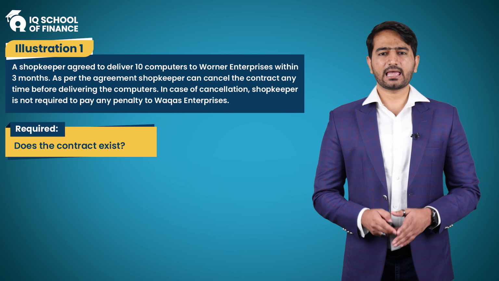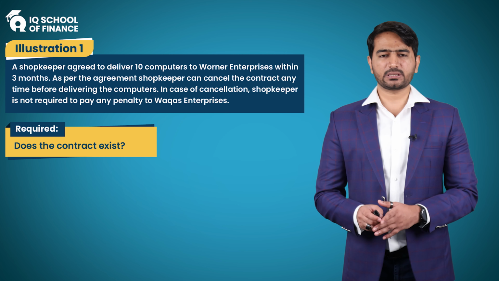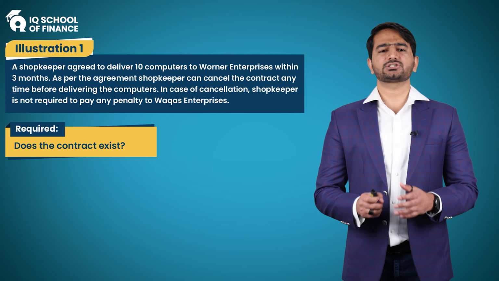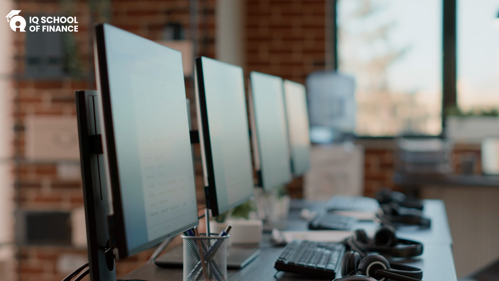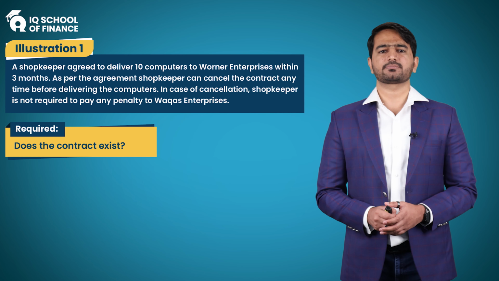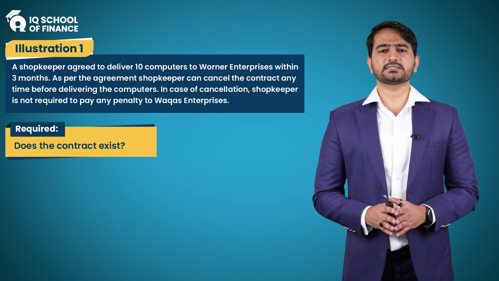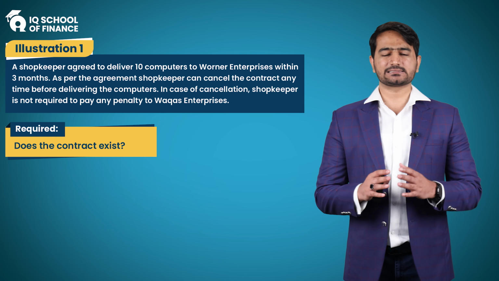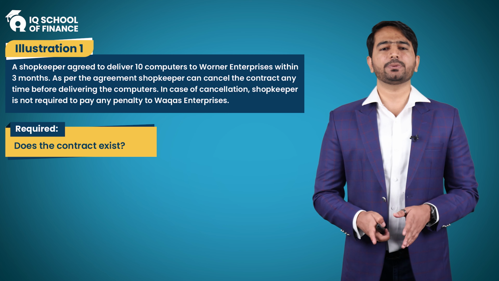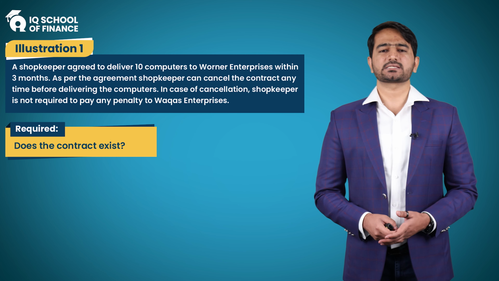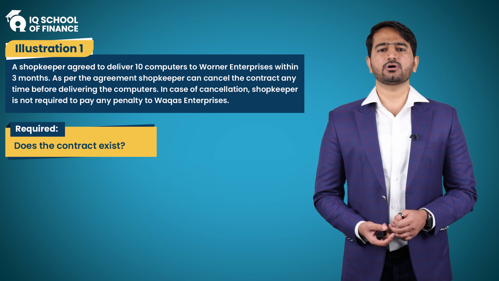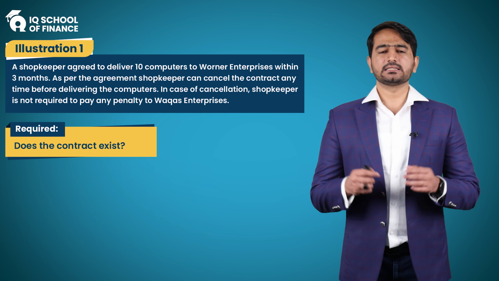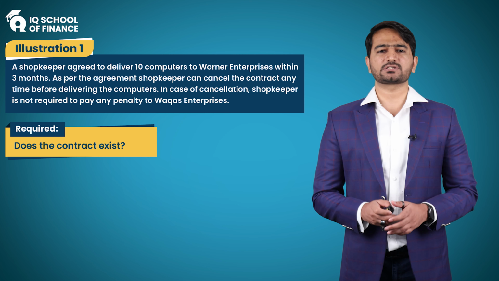See, there is an agreement, an arrangement between the shopkeeper and Warner Enterprises that the shopkeeper would be delivering 10 computers to Warner Enterprises within a period of 3 months. And the agreement further states that if before the delivery, the shopkeeper or Warner Enterprises cancels the contract, they are not required to pay any penalty. So in this case, both parties can terminate the contract without compensating the other party. This means there is no contract under IFRS 15.